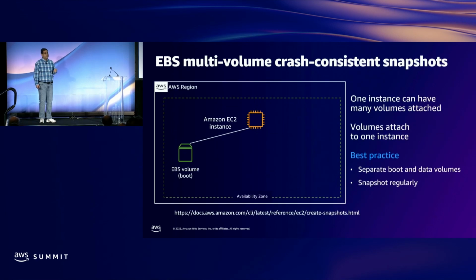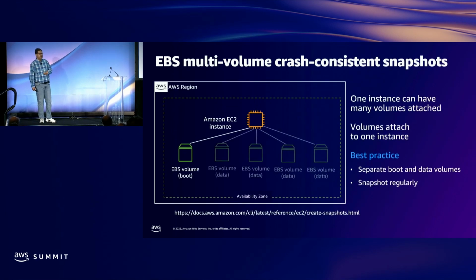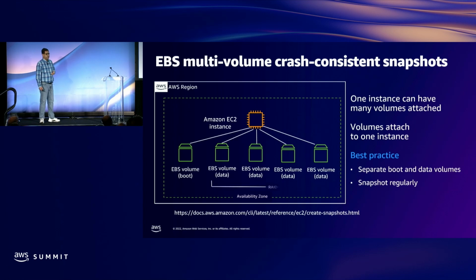Another question that we get asked is, what if I have multiple EBS volumes that are attached to an EC2 instance? So in this case, we have a variant of a command called create snapshots that will actually take a crash consistent cut of all the volumes attached to your EC2 instance. And so you can either include your root volume or you can exclude your root volume, but you have the option of taking snapshots of all the volumes attached to an EC2 instance that is crash consistent, something that we see customers do a lot of.